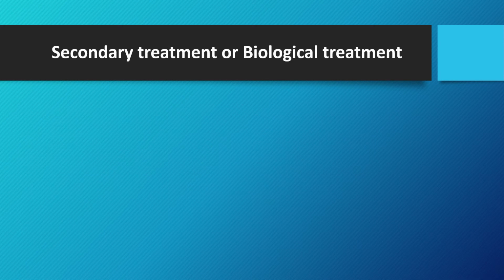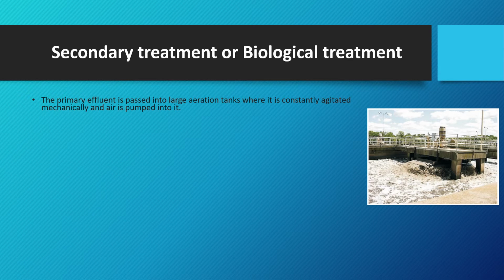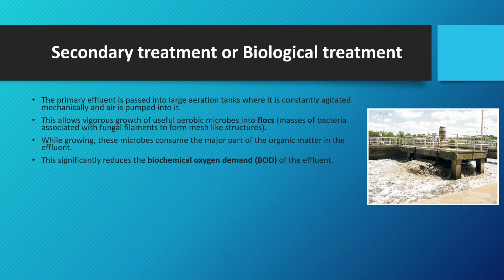Let's have a look into secondary treatment or biological treatment. The primary effluent is passed into large aeration tanks where it is constantly agitated mechanically and air is pumped into it. This allows vigorous growth of useful microbes into flocs. While growing, these microbes consume the major part of the organic matter in the effluent. This significantly reduces the biochemical oxygen demand of the effluent.